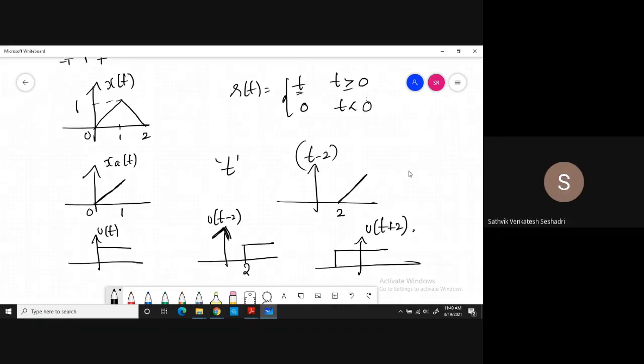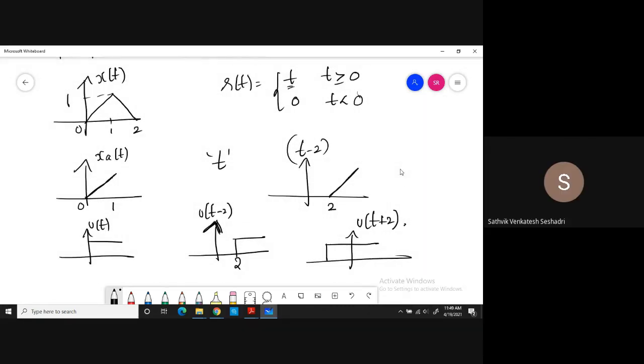Basically we are seeing here the different values of t, like for t is equal to 1, 2, like that. We are not just seeing shifting. I'm telling you how to write an equation for this signal. So this is t minus 2. So if it starts from minus 2, what is the equation for this? t plus 2, correct?